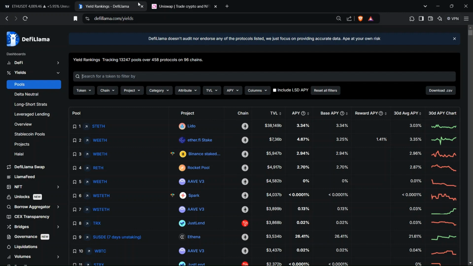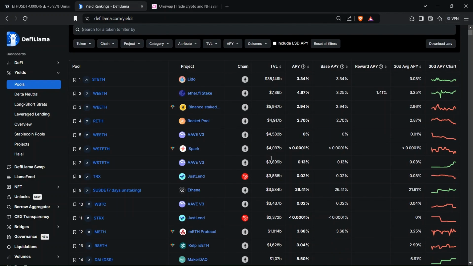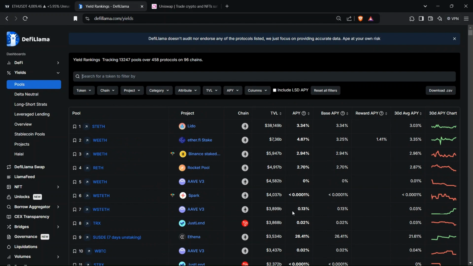Saying that, which liquidity pools are giving you the most yields? So here in DefiLlama, you can find about it. You have all kinds of yields in all kinds of projects. They are currently tracking 458 protocols on 96 chains, and that's a lot of pools, 13,247 pools.